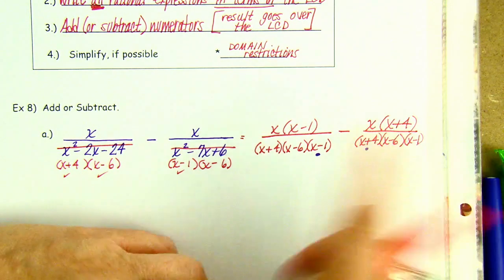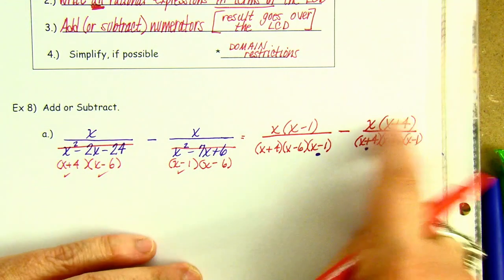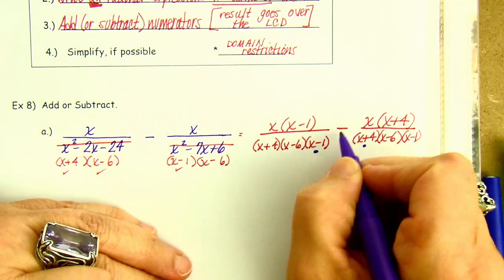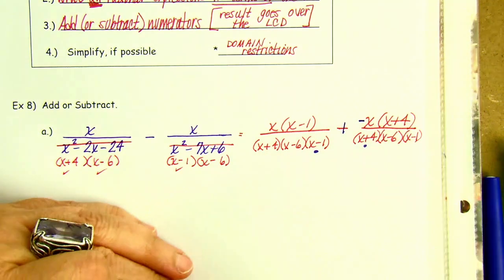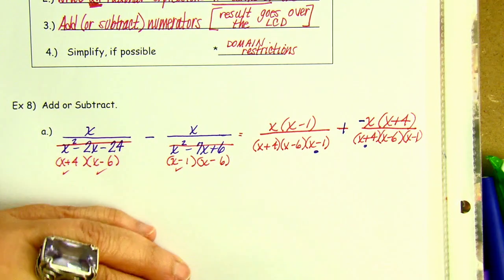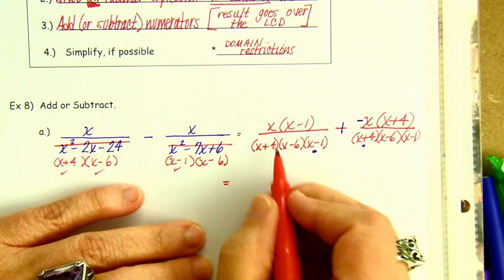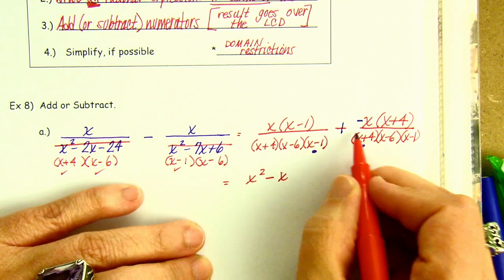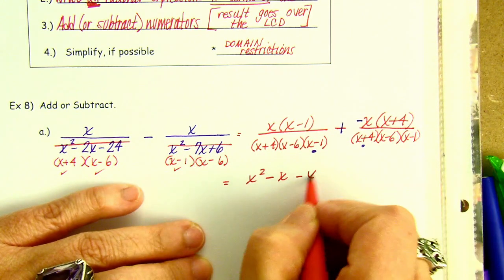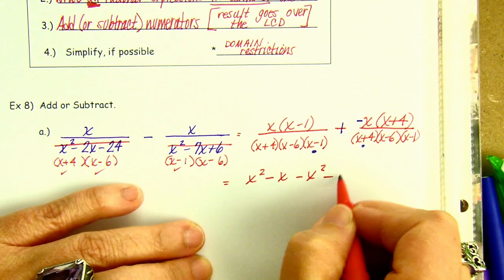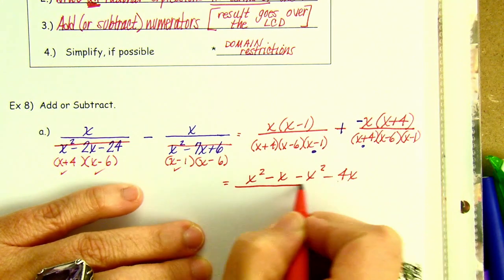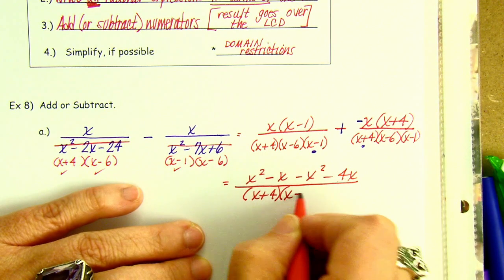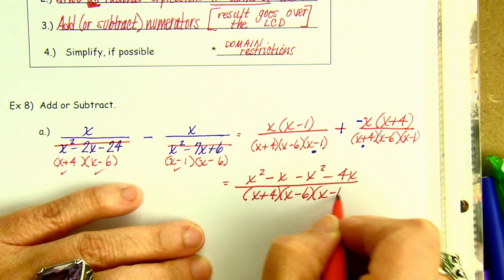Folks, you have to distribute and distribute here. And a good trick or rule of thumb is when it's subtraction, change it to addition and move the negative right there so that you don't forget to distribute the negative to both. All right, first one, x times x, x to the power 2, x times negative 1, negative x. Negative x times x, negative x squared. Negative x times 4, negative 4x. All over the least common denominator, x plus 4, x minus 6, x minus 1.